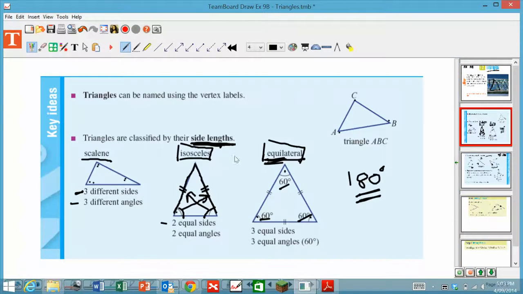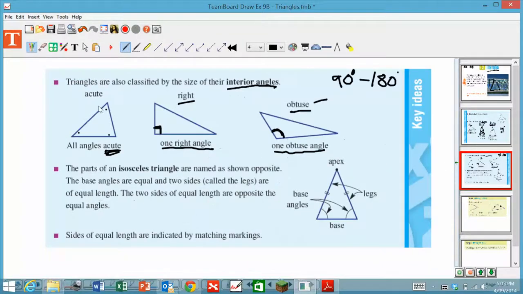So scalene, isosceles, equilateral. Make sure you understand each of those. And then different types in terms of interior angles. Interior means inside, so all the inside angles. So you've got an acute triangle, a right angle triangle, and an obtuse triangle, with each one giving you different types of interior angles.